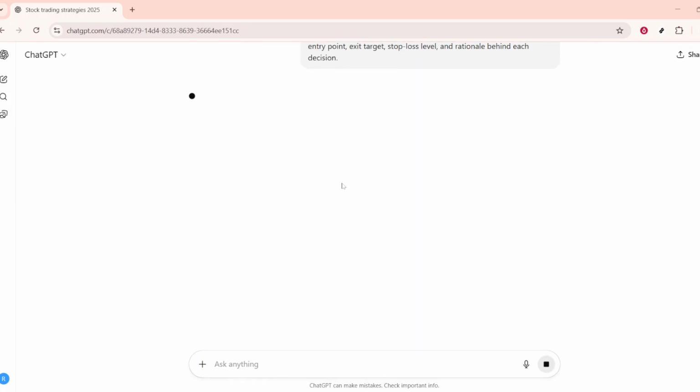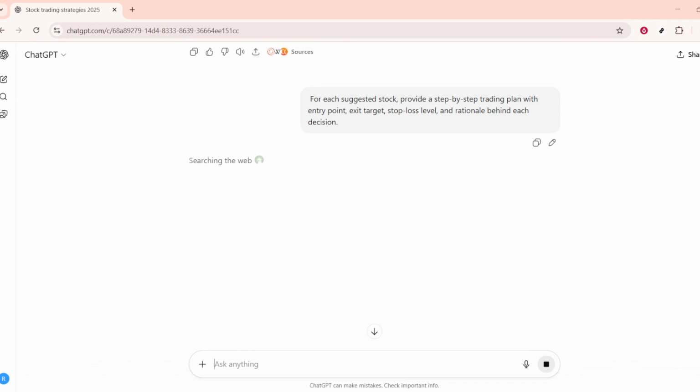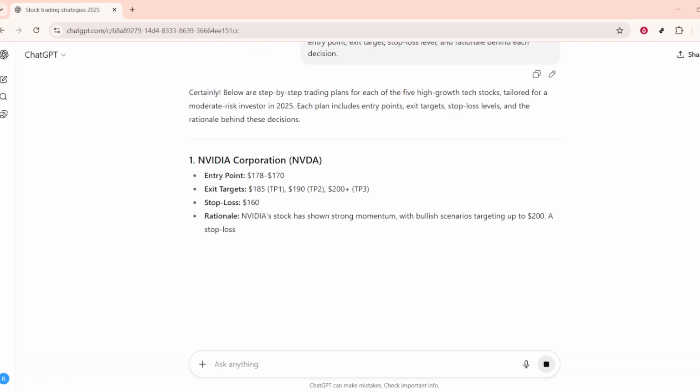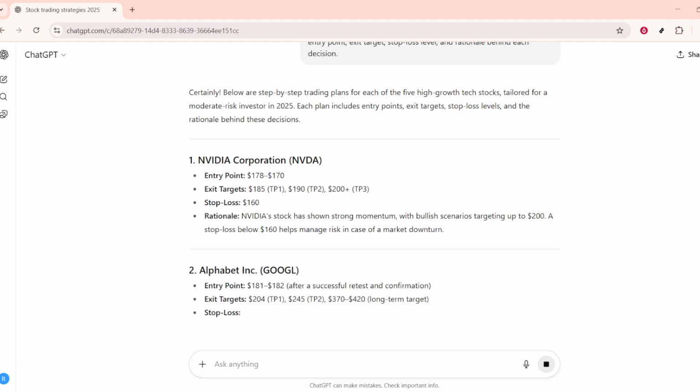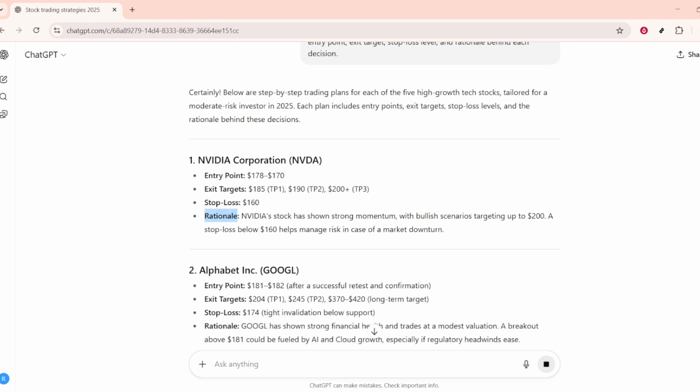Once you have your list of potential stocks, it's time to dive into the specifics with detailed trade setups. For each recommended stock, ChatGPT can help craft a comprehensive trading plan. This plan should encompass entry points, exit targets, stop-loss levels, and provide the reasoning behind each decision. This thorough approach will enable you to navigate the complexities of trading with greater confidence.